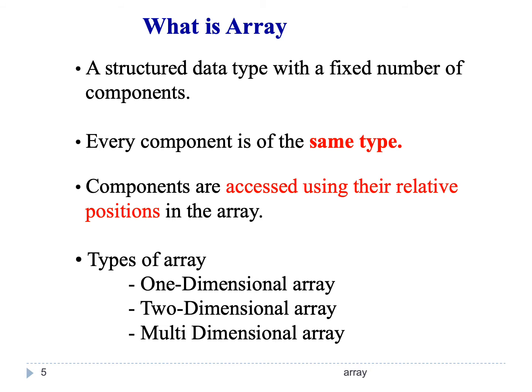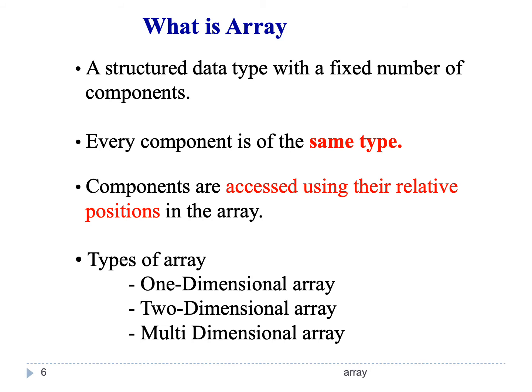What is an array? An array is a structured data type with a fixed number of components. Every component is of the same type. We cannot mix the types. For example, from the previous problem, we want to save 100 values of type int, so we can have those as one array. If we have int, double, and string types, we can have a separate array for each of the different types.